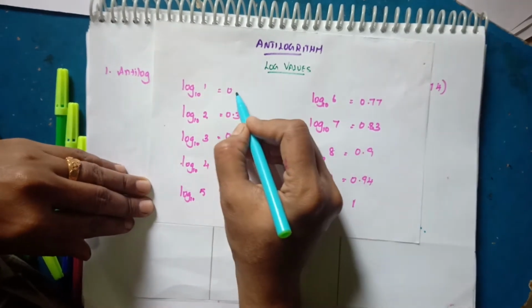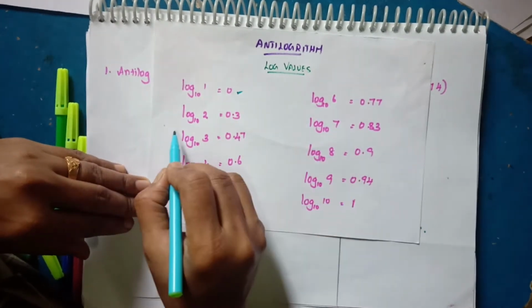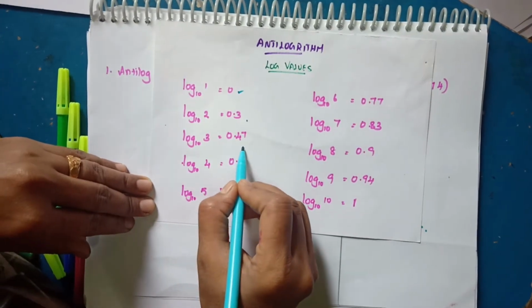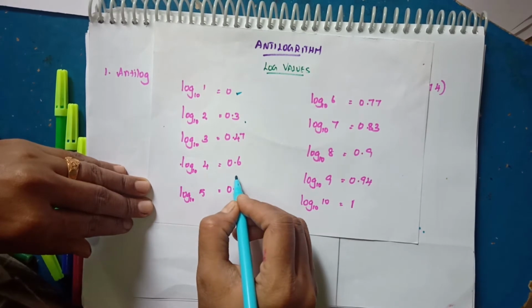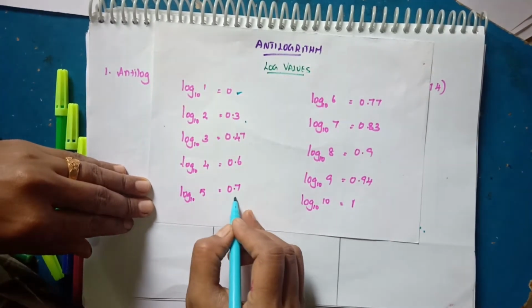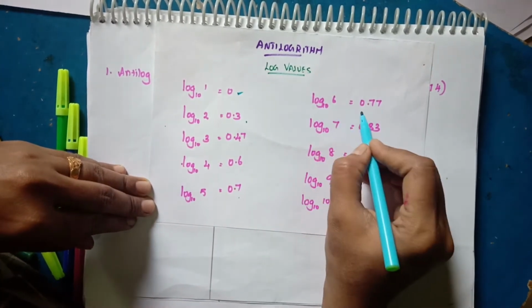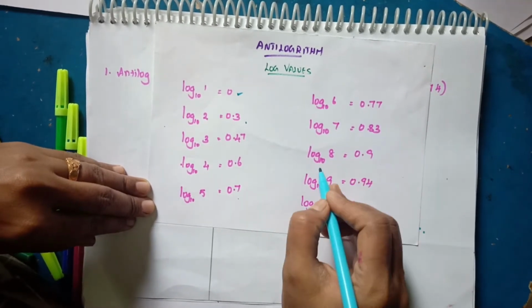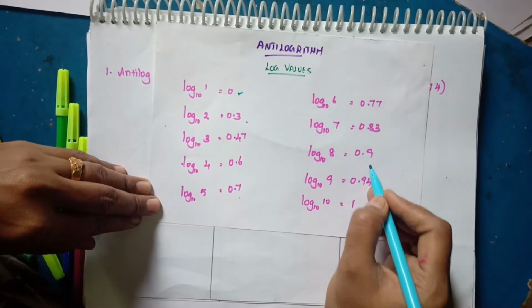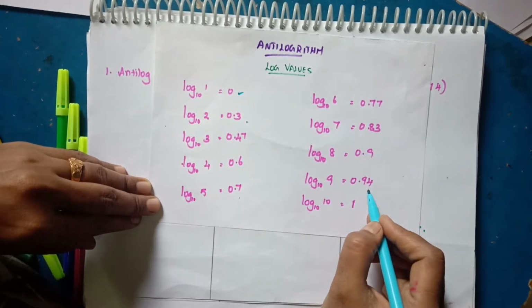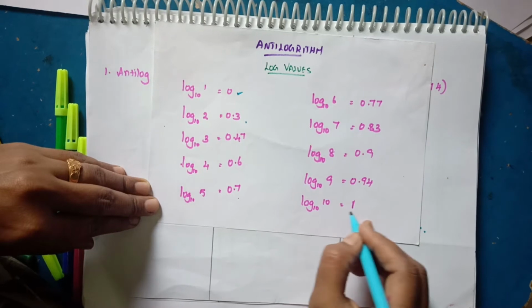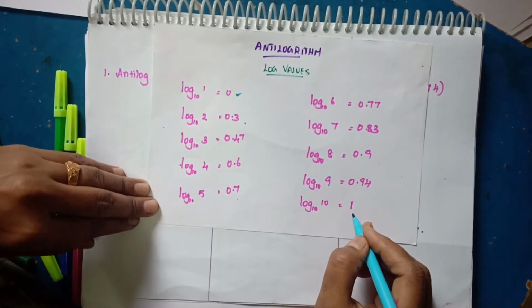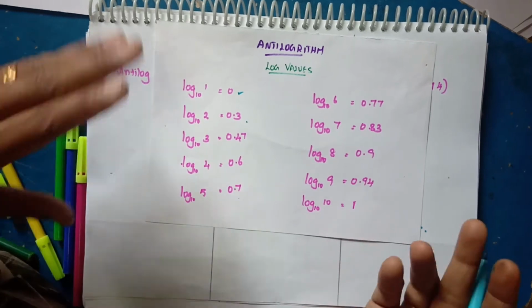See, log 1 is 0, we already know that. Log 2 is 0.3, log 3 is 0.47, log 4 is 0.6, log 5 is 0.7, log 6 is 0.77, log 7 is 0.83, log 8 is 0.9, log 9 is 0.94, and log 10 base 10 is 1. By seeing the 10 values, I think you will be getting confused also.